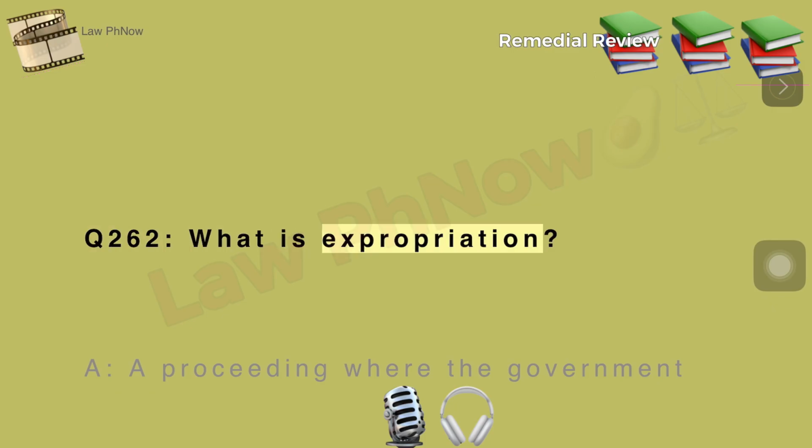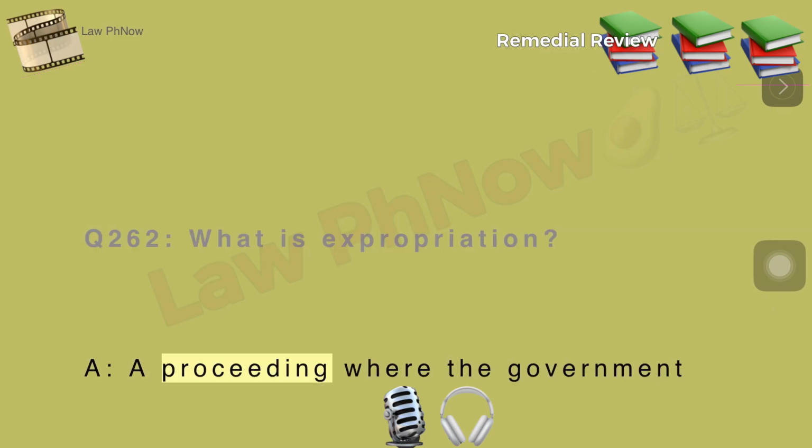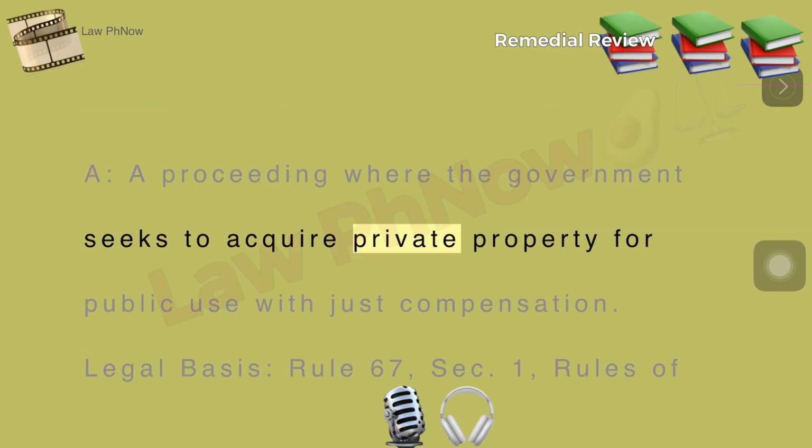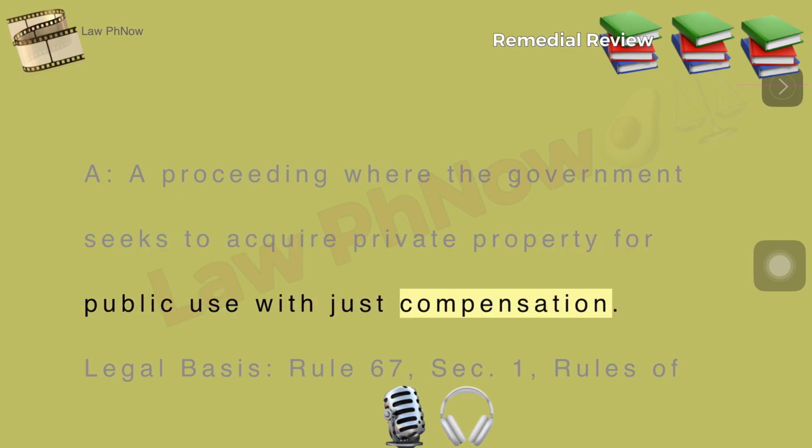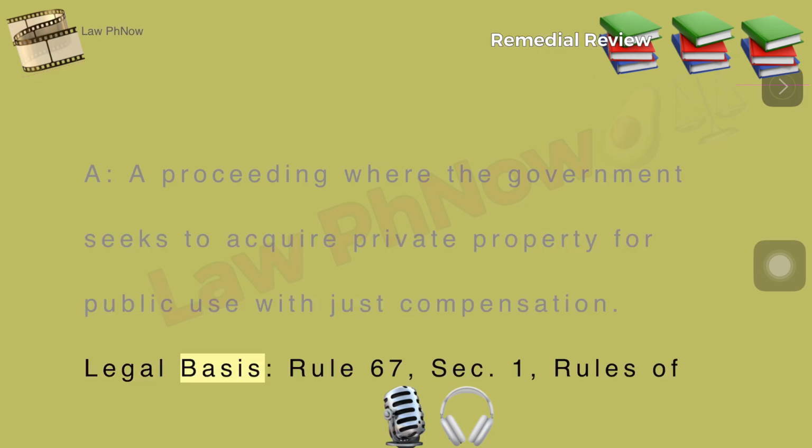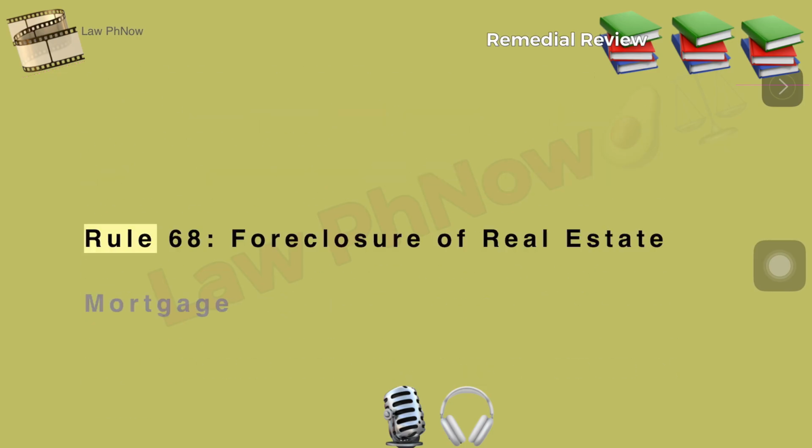Q262. What is expropriation? A. A proceeding where the government seeks to acquire private property for public use with just compensation. Legal basis: Rule 67, Section 1, Rules of Court. Rule 68, Foreclosure of Real Estate Mortgage.